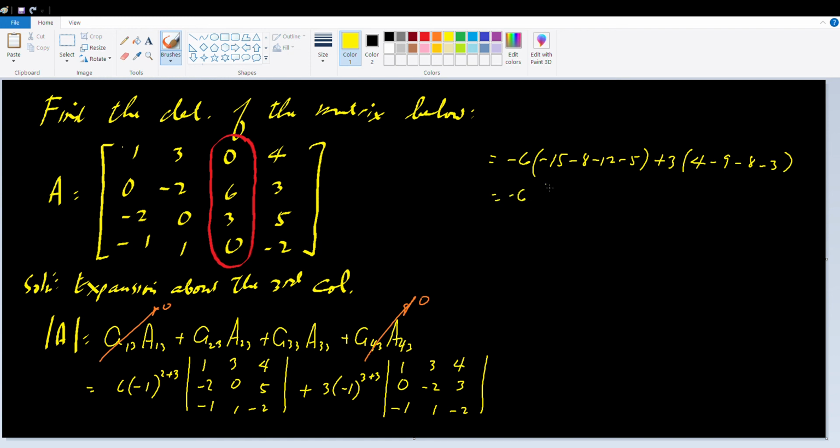So negative 6 times, how much is this? Negative 40. Then 3 times 17, 20, that will be negative 16. So negative 20 and 4 is negative 16. Okay, so it's negative 6 times negative 40 is 240 minus 48, and that gives me 190. Okay.